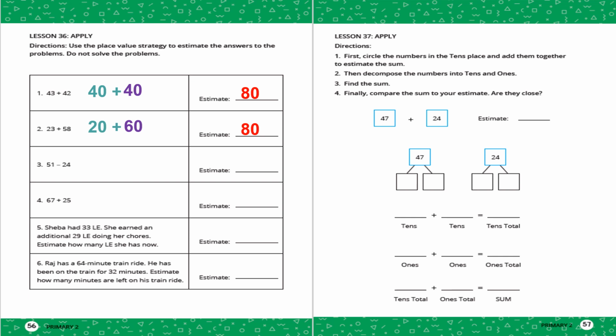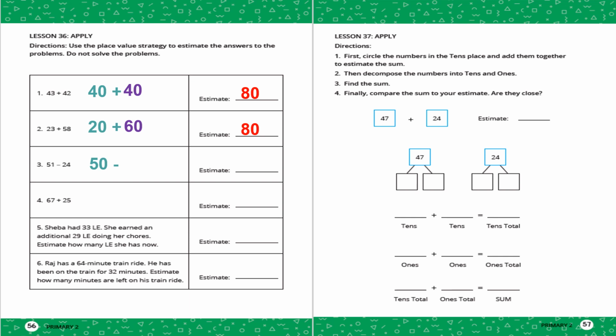51 minus 24. 51. Between what and what? Between 50 and 60. Ones is 1, less than 5. So 51 will be 50. 24. Between what and what? Between 20 and 30.